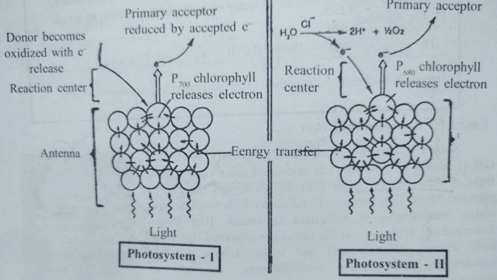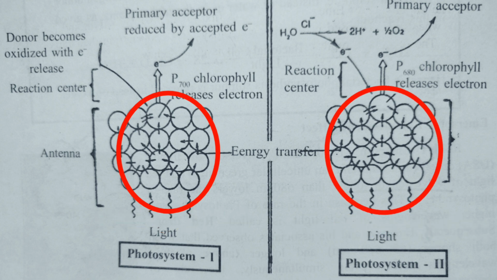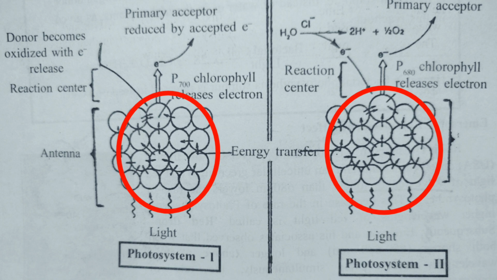The antenna contains different chlorophyll molecules and accessory pigments. For example, in the photosystem 1 antenna, more carotenes are present, whereas in the photosystem 2 antenna, more xanthophylls are present. The carotenes and xanthophylls are accessory pigments.